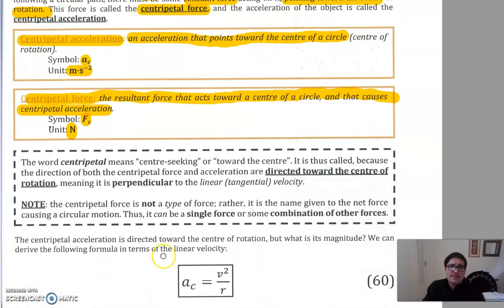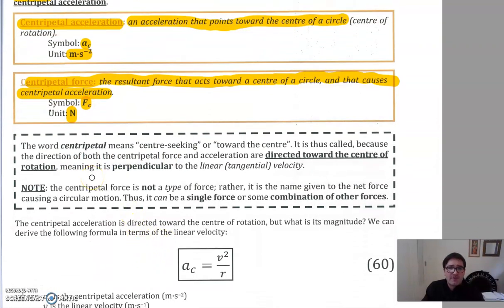Now, this little box over here just gives you some information on what the word centripetal means. Like I said, it means center seeking or towards the center. In other words, it's centripetal force and centripetal acceleration because both of them are directed towards the center of rotation. Which then means, and this is really important that you remember this, that the centripetal acceleration and centripetal force will always be perpendicular to the linear or tangential velocity.